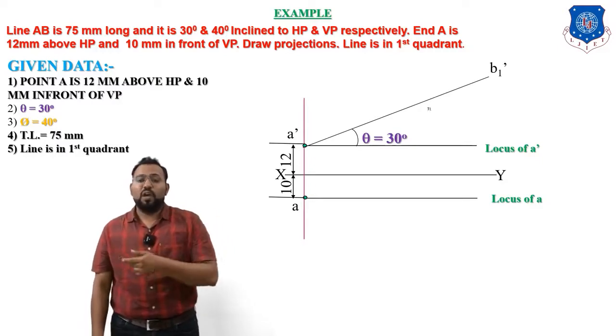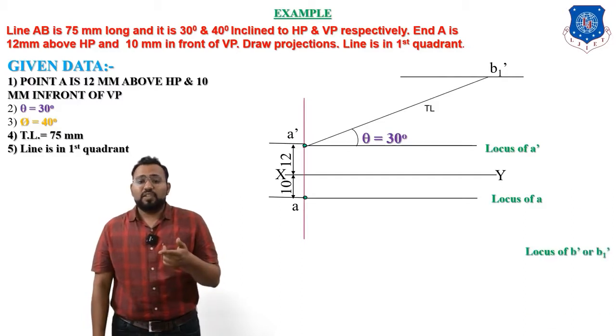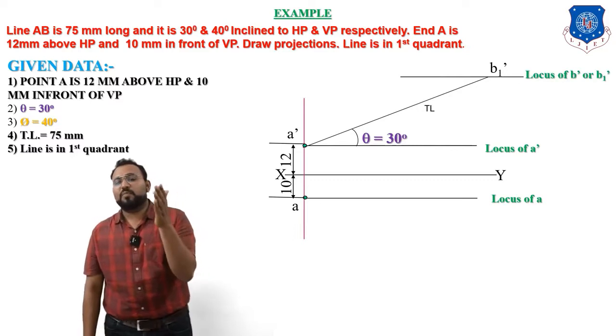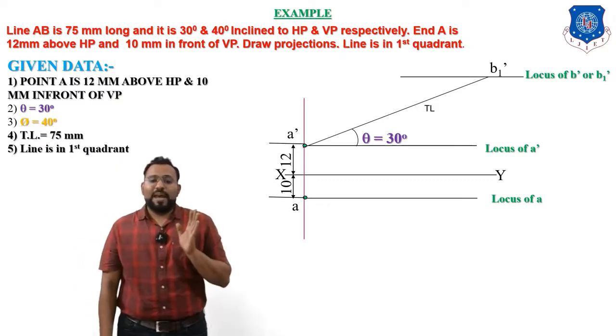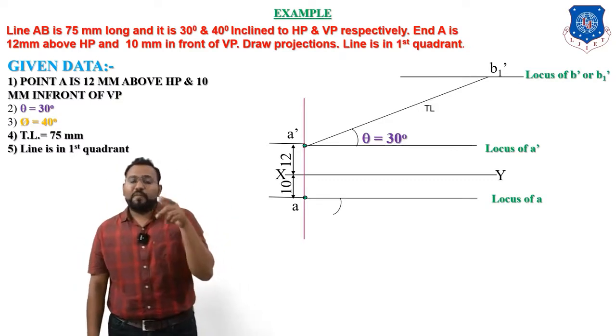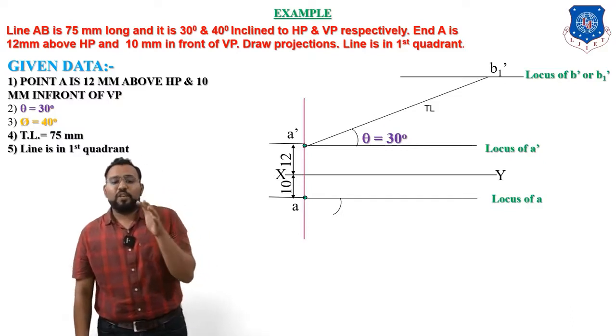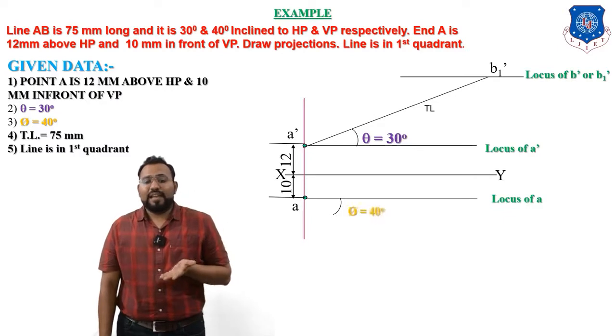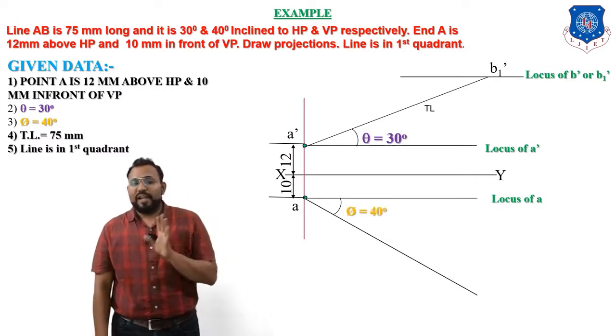From B1 dash, draw a horizontal line which shows the locus of B dash or B1 dash, because we know that B dash and B1 dash both come on the same locus. Now, the same from point A, because we know that angle phi can be drawn from point A. So from point A, draw a 40-degree line like this, of any random length.